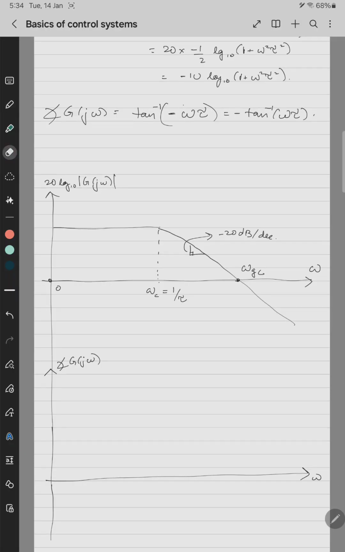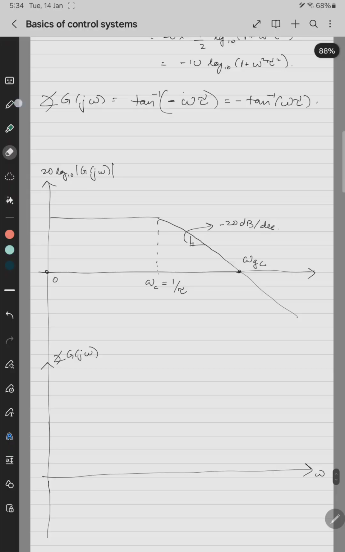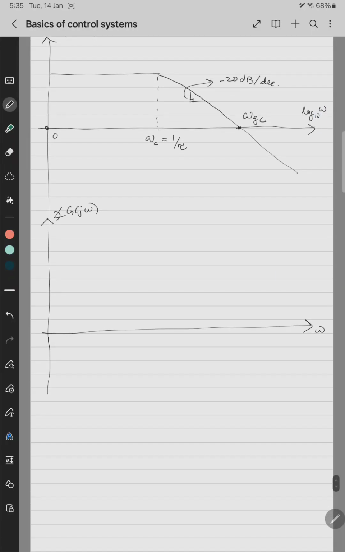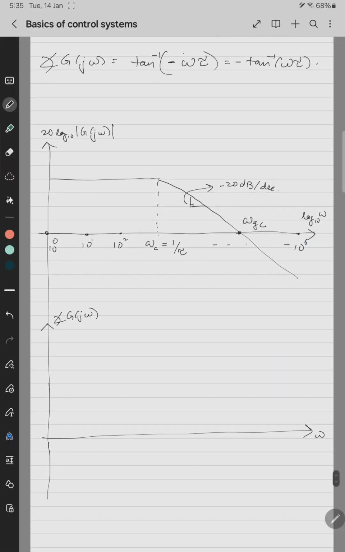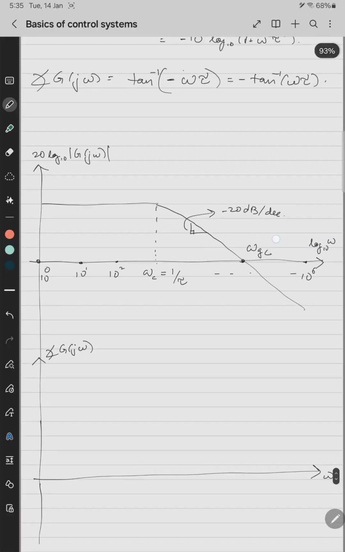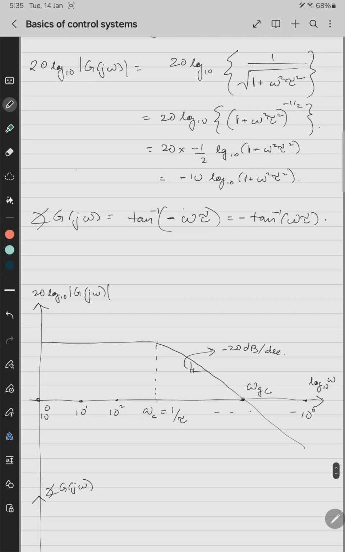So here what happens is, instead of omega, the Bode plot is in log of omega, log base 10 of omega for the gain plot, in order to show the decades. So this will be 10 to the power 1, 10 to the power 0, 10 to the power 2, and this like 10 to the power 5 or 6, like this it will go on. That's why in semi-log versus log scale, it is y equals to mx plus c, this gain plot, 20 log base 10 of mod of G of j omega.